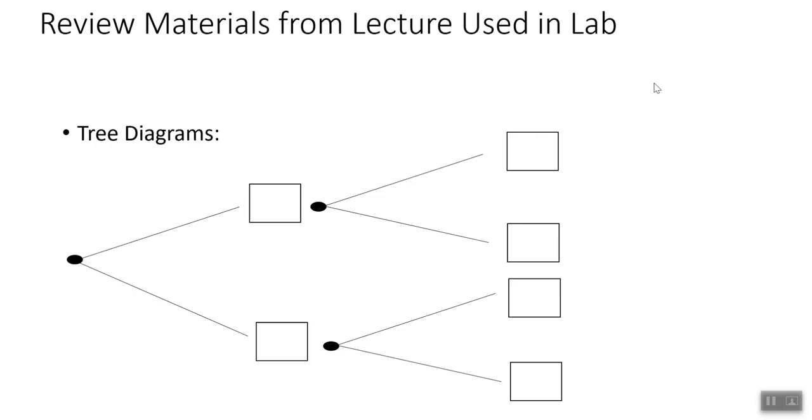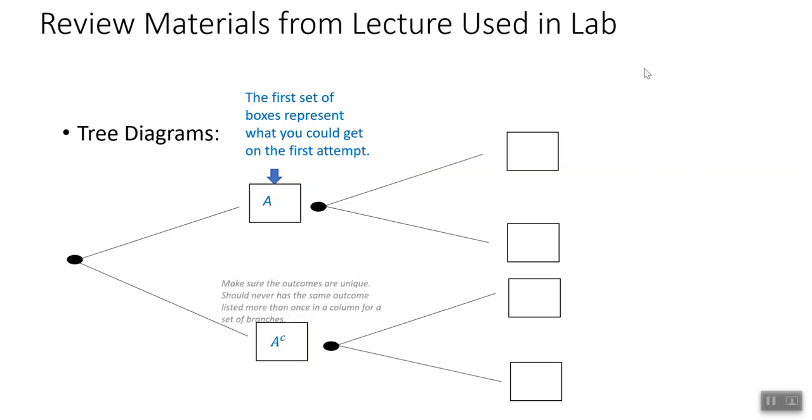A review of the material you'll need from lecture that's used in this lab is a review of tree diagrams. Remember that the first set of boxes represent what you could get on the first attempt, either the event A or not A. The two events listed in the tree diagram for the first outcome must be mutually exclusive and collectively exhaustive. Make sure that these outcomes are unique. You should never have the same outcome listed more than once in a column for a set of branches.